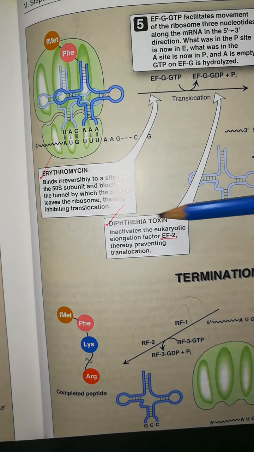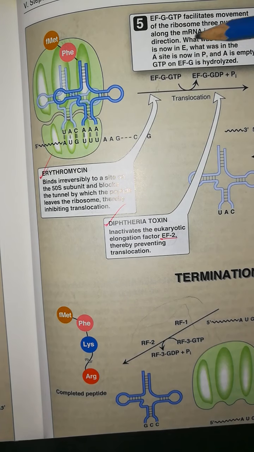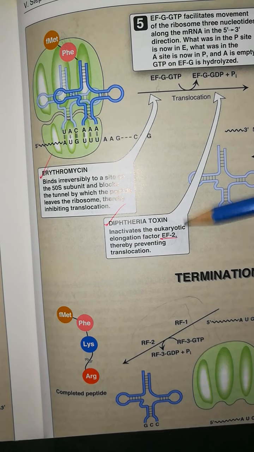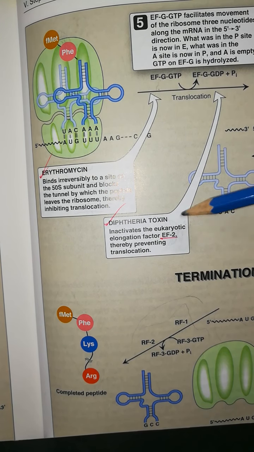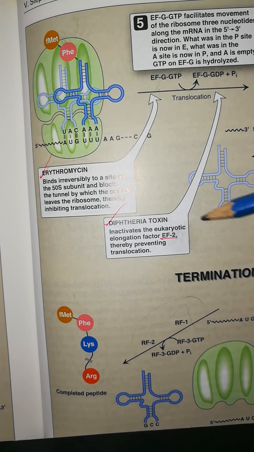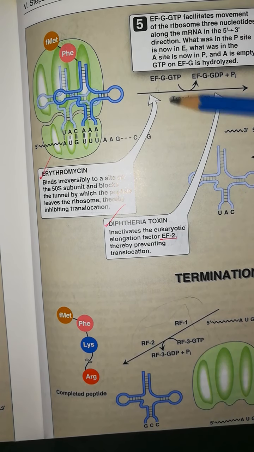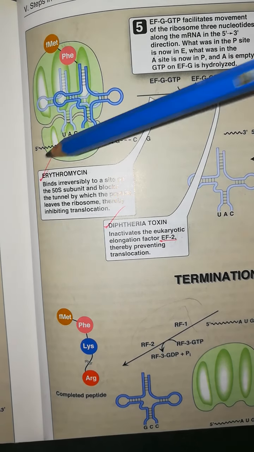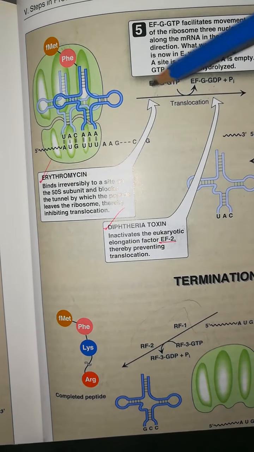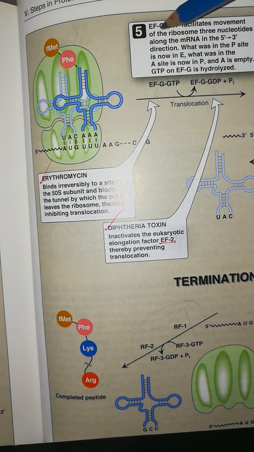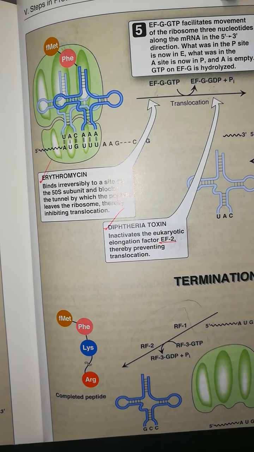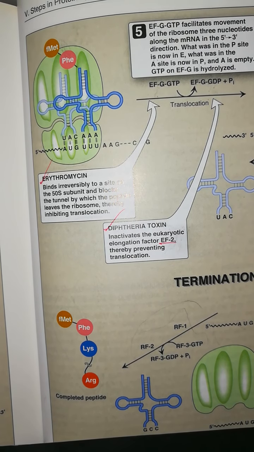Then diphtheria toxin also inhibits this process in our body. That's why we become sick, as the desired protein cannot be synthesized because diphtheria toxin inhibits this step of translation in our body. By erythromycin we inhibit the translation process at step number five in bacteria, and diphtheria toxin inhibits the translation process at step number five in our body.